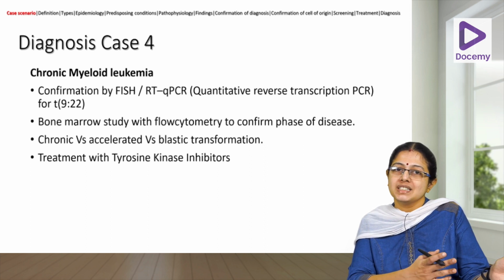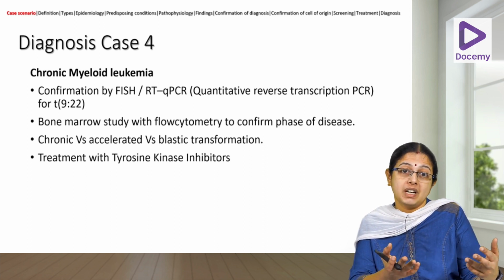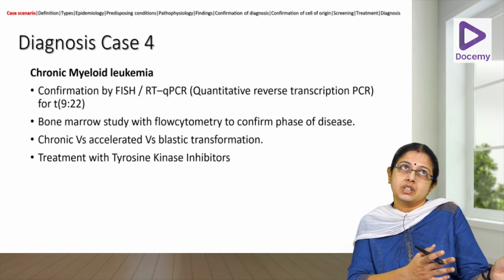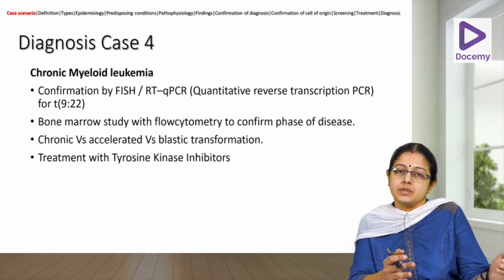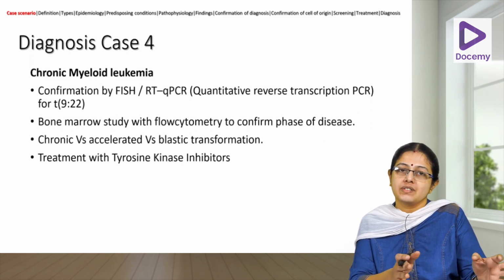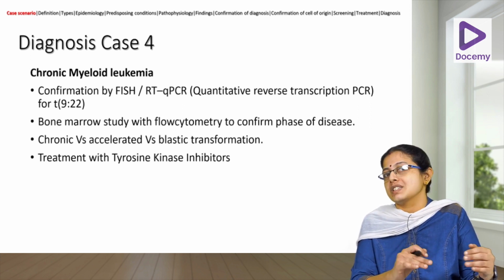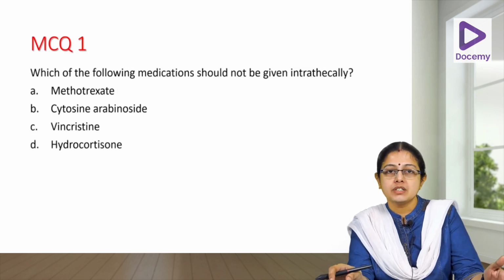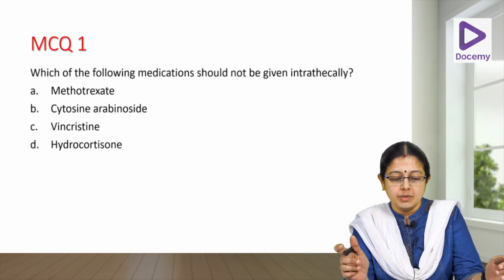So this particular group of drugs, the tyrosine kinase inhibitors, the first of which, imatinib, was marketed in the early 2000s, and after that, over the last 20 years, the survival of chronic myeloid leukemia patients has improved a lot. We'll be going into the multiple choice questions pertaining to leukemia.